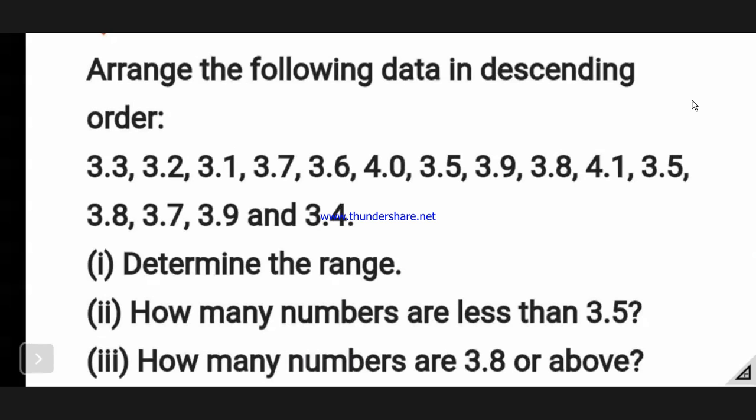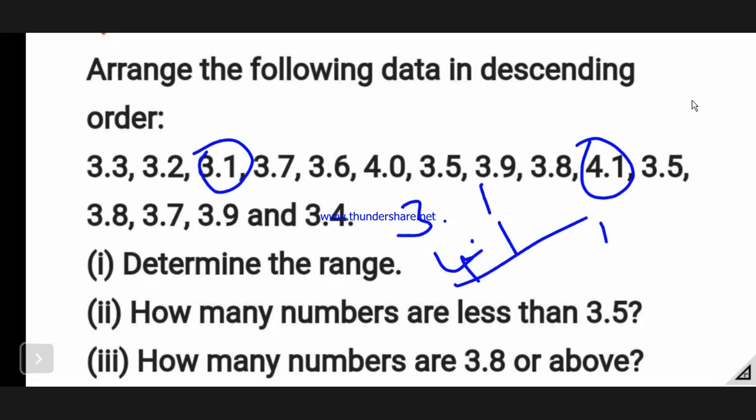In this range, highest value is 4.1 and smallest value is 3.1. Therefore, 4.1 minus 3.1 is 1. The value of range is correct.